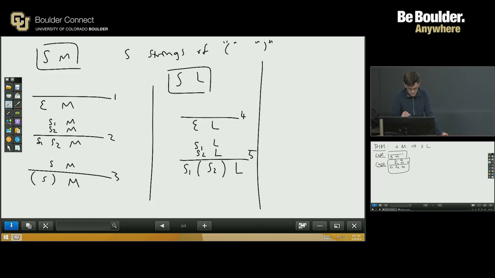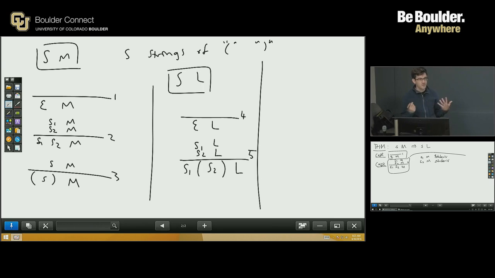So what I'm trying to do in each of these cases is construct a corresponding L derivation. So here, what do I have as subderivations? I have that S1M is a subderivation, and S2M is a subderivation. And what I'm trying to get is an SL.